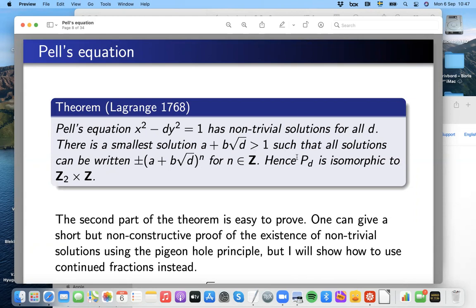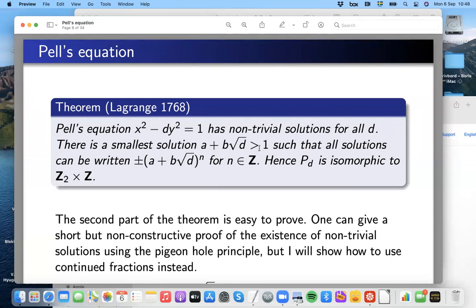And here is a result by Lagrange, a famous French mathematician who made a lot of contributions, especially to mechanics and to celestial motions. He has shown that if d is not a square, then there are non-trivial solutions for any such d. And there is the smallest solution, a plus b square root of d, which is bigger than 1.